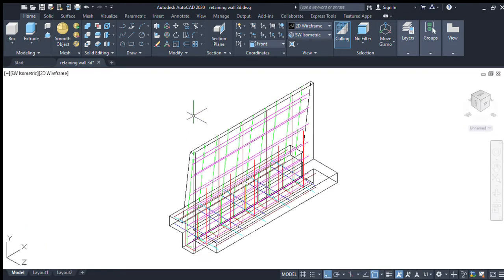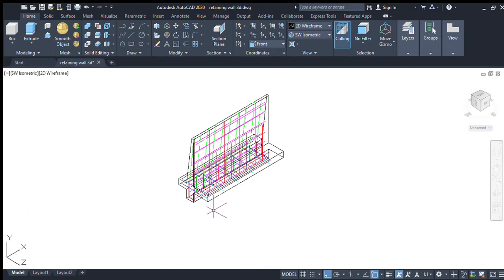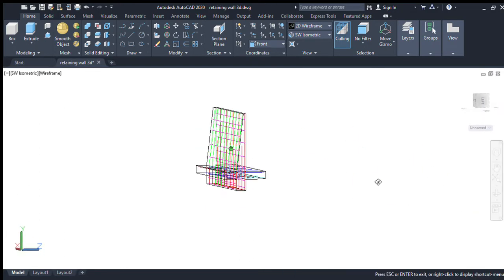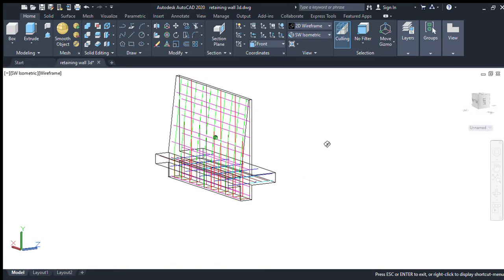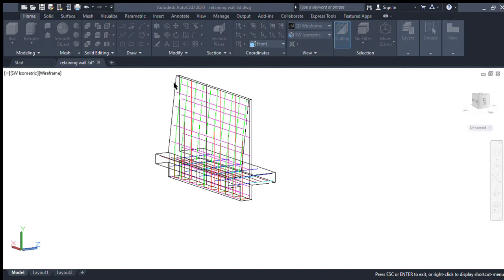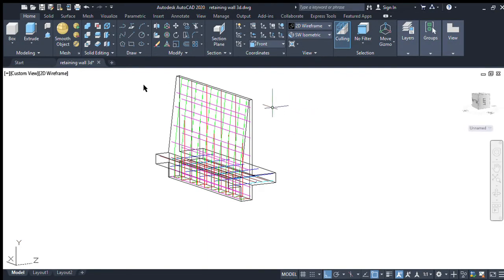First, we can see the reinforcement details one by one. This is the retaining wall. Retaining walls are used to resist earth sliding, and are mainly used in tracks and highways.